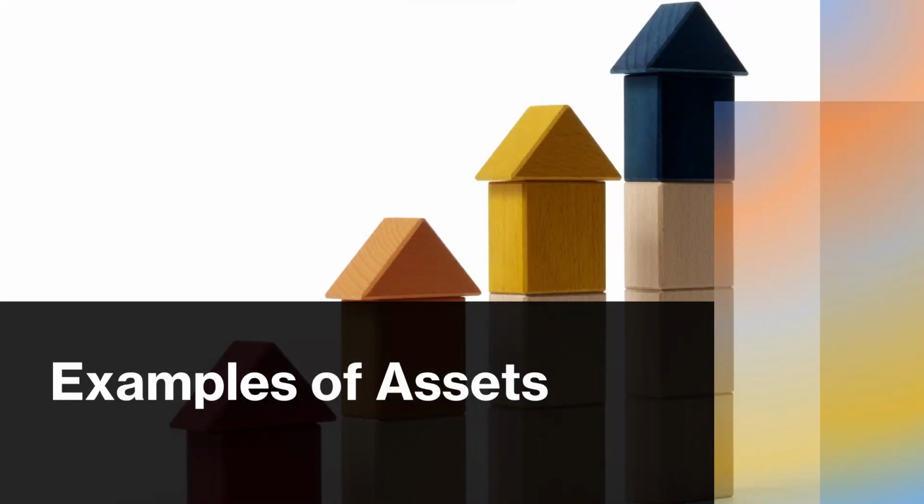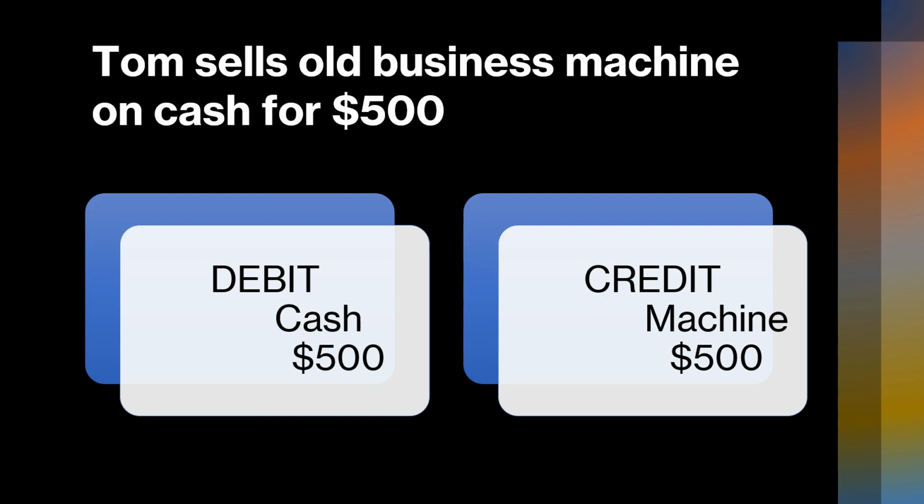In this segment, I'm going to share a few practical examples of business assets and how they will be recorded in the books of accounts in the light of the debits and credits principles of double entry bookkeeping. When Tom sells an old machine on cash for $500, this transaction will affect two asset accounts, that is the machine account and the cash account.